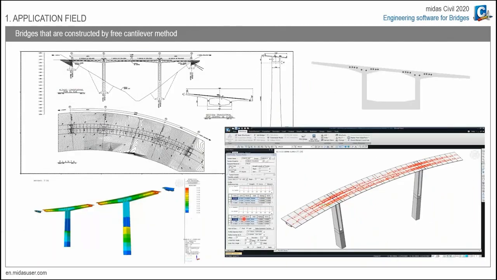Then the balanced cantilever bridge, usually constructed at locations where they have large valleys or crossings. So at those locations, we go for a balanced cantilever type of bridge. Here also we have wizards available for balanced cantilever bridges, where the pre-stressing structure and all these things can be generated by the click of a button using an FCM wizard.